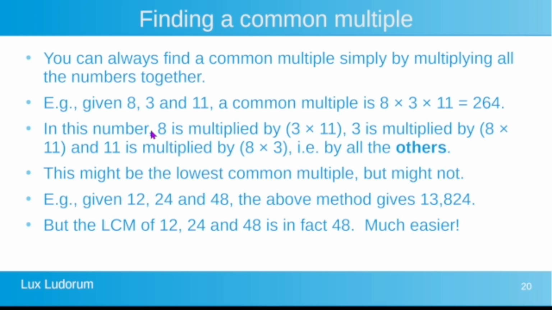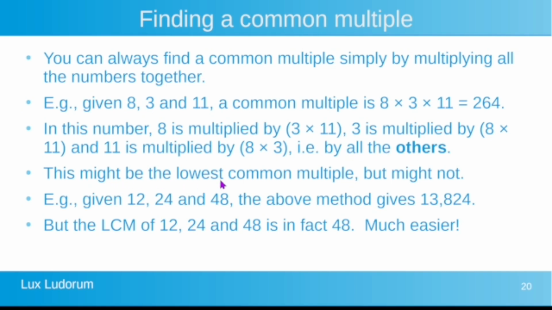In 264, 8 is being multiplied by 3 times 11, or 33. 3 is being multiplied by 8 times 11, that's the other two. And 11 is multiplied by the other two, which is 8 times 3. In other words, by all the other numbers.